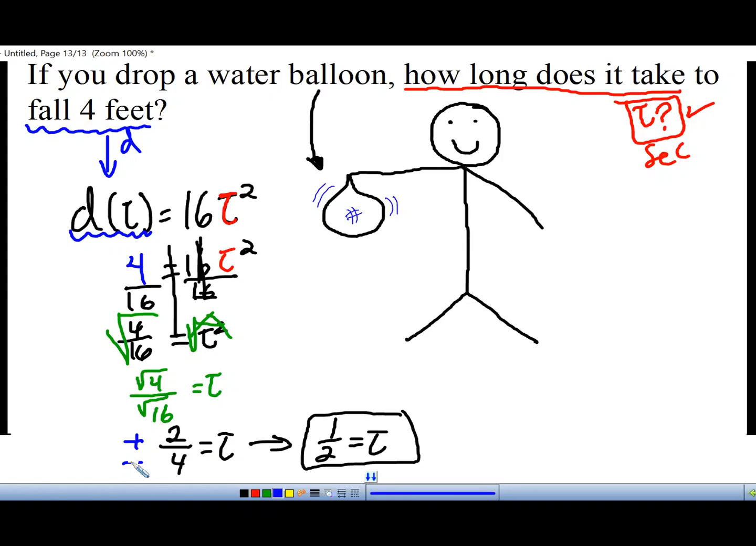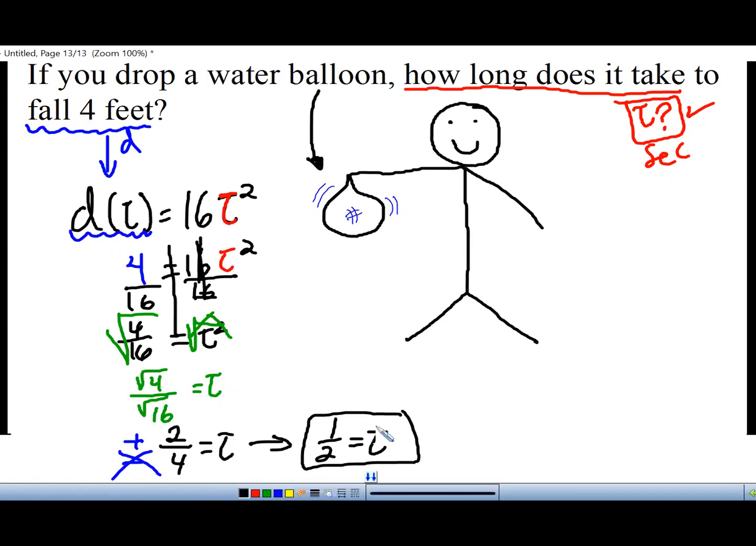No, we're not in Back to the Future. So we can't use negative seconds. That means from this point forward, guys, make a note for yourself: whenever we're dealing with applications which involve distance and time, we don't have any negatives. We only use the positive square roots.